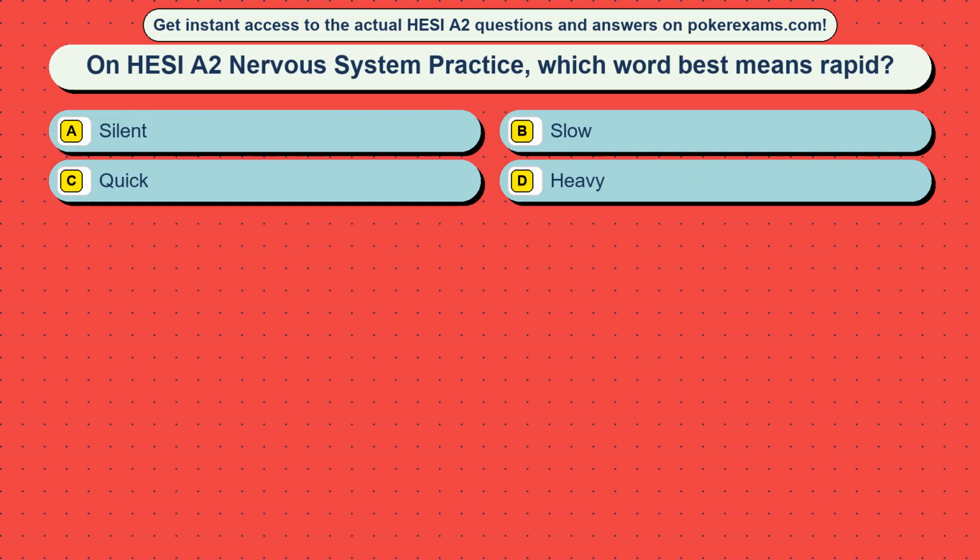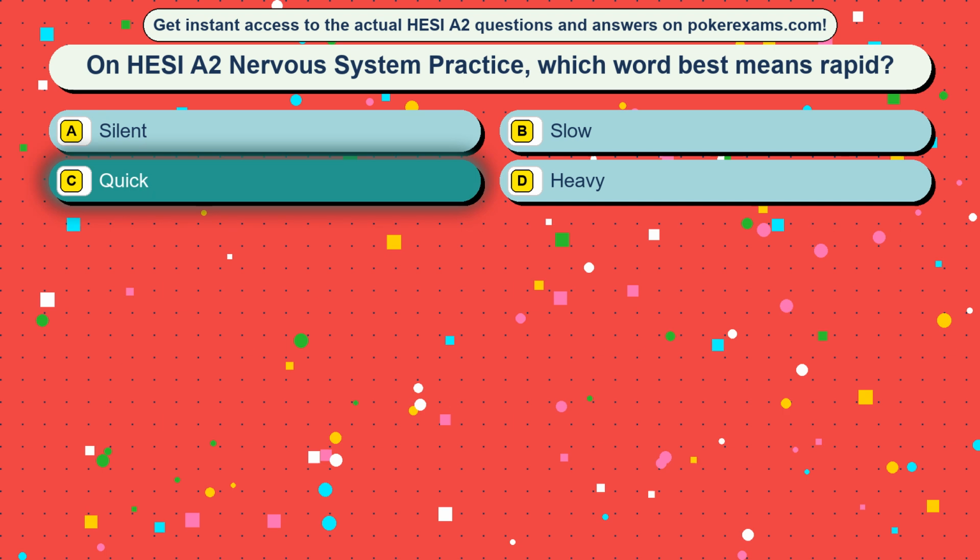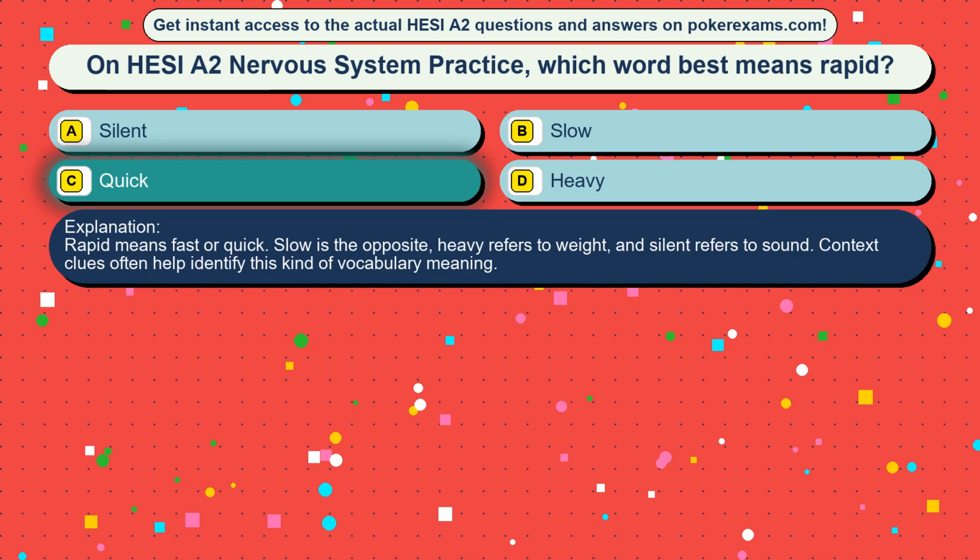Question 24. On HESI A2 nervous system practice, which word best means rapid? Option A, silent. Option B, slow. Option C, quick. Option D, heavy. The correct answer is option C, quick. Rapid means fast or quick. Slow is the opposite, heavy refers to weight, and silent refers to sound. Context clues often help identify this kind of vocabulary meaning.